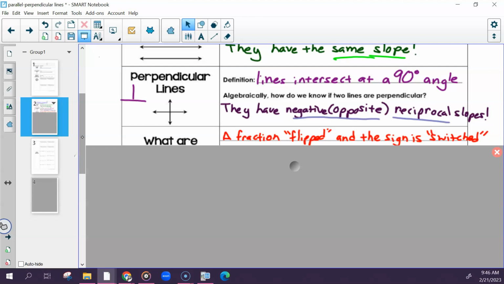I'm waiting for a few people to finish. I know some of you have already started writing what the negative reciprocals are, so if you want to do that, you're more than welcome to. We are going to do that here in a second. Anyone still writing down this definition? Jaden, are you, or did you finish? You said you did finish. Okay.